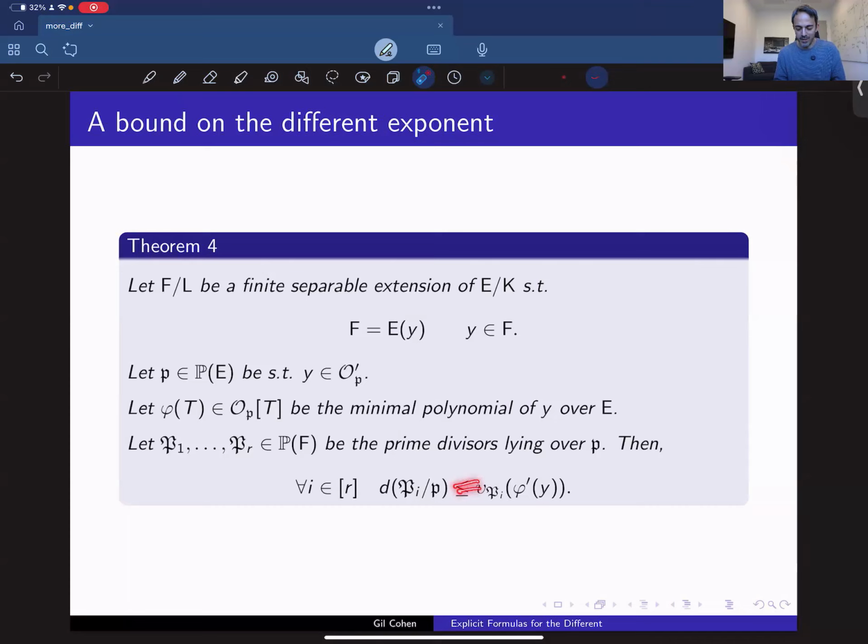But even without equality, usually what you want to do is to bound the different exponent from above, because that participates in Hurwitz's genus formula, and you usually want to bound the genus from above. At least in the coding theory context, you want to bound the genus growth. So that's the right direction, even if all you know is that Y is in O prime p.